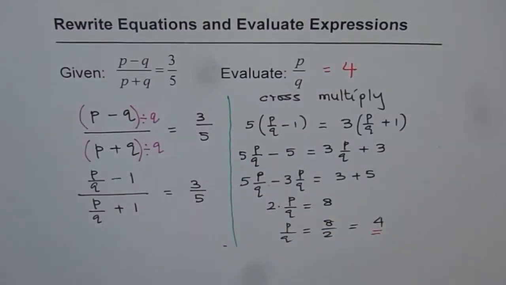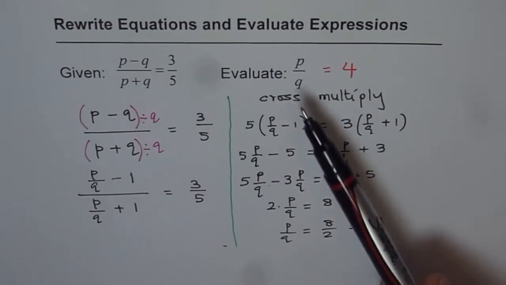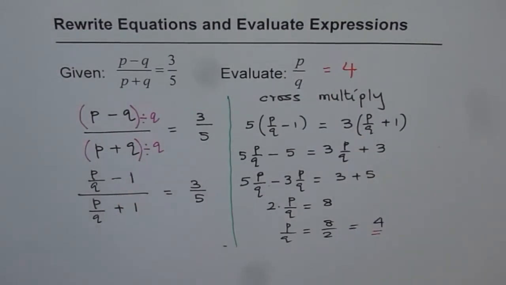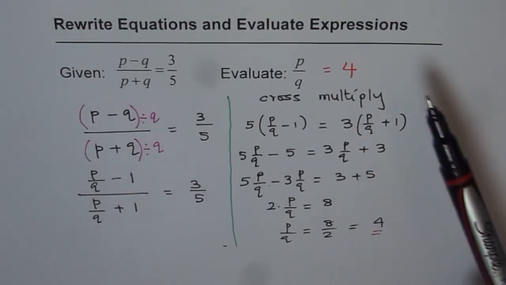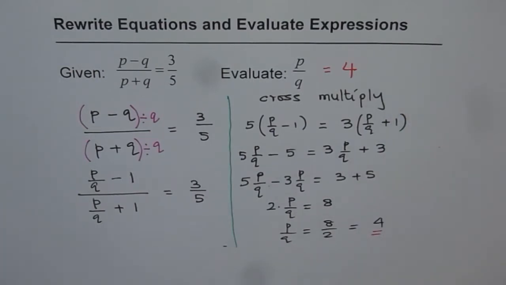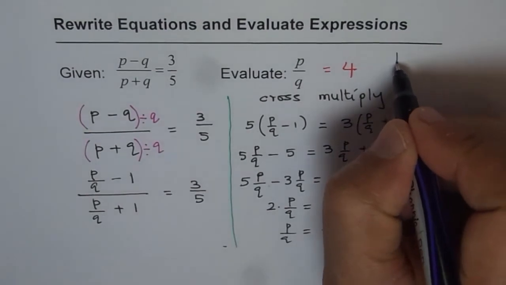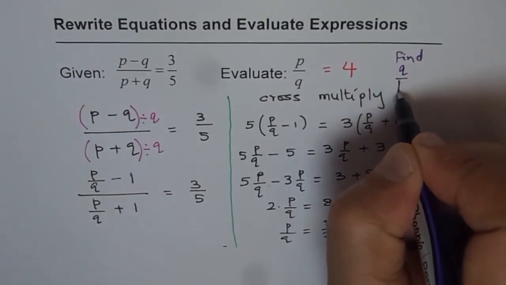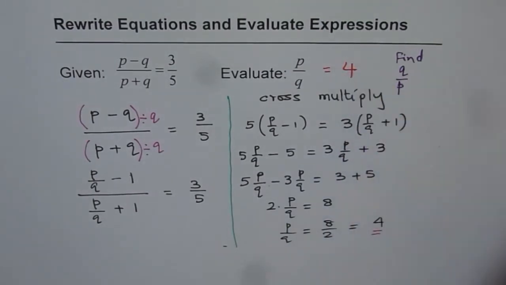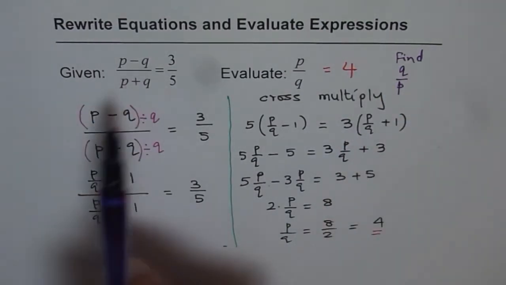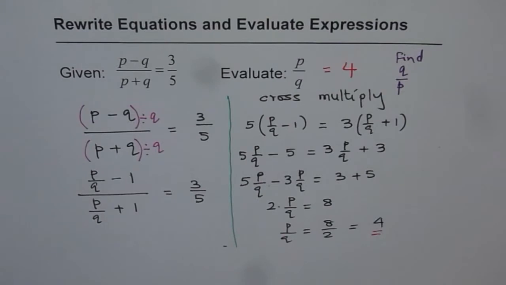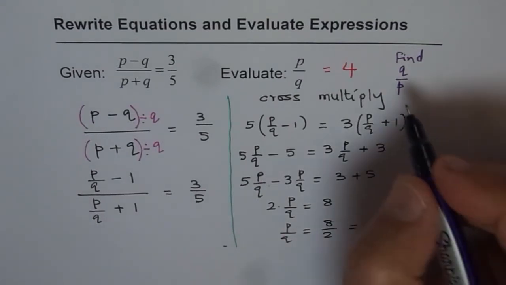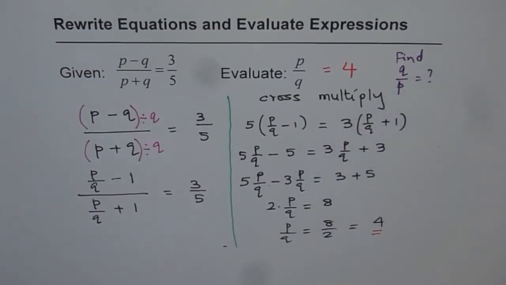So that is the way we can solve it. If you want to find p over q, you can divide by q. If the question was find q over p, right? So let me give that question for you to practice. Find what is q over p. As you know, it'd be 1 over 4, but I'd like you to follow the steps and check. Do you really get 1 over 4? Check it out, okay? That'll be a good practice. Thank you and all the best.